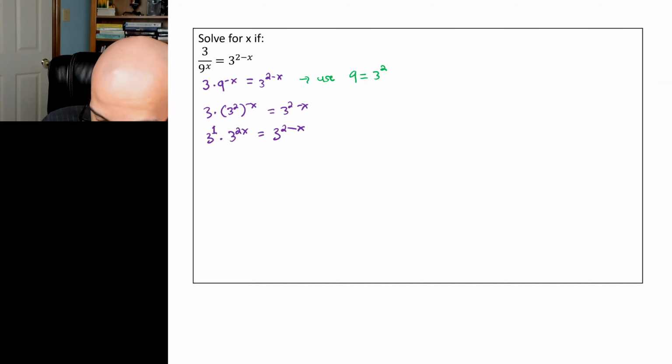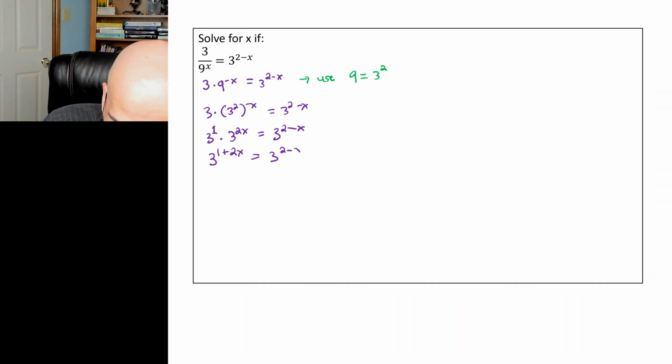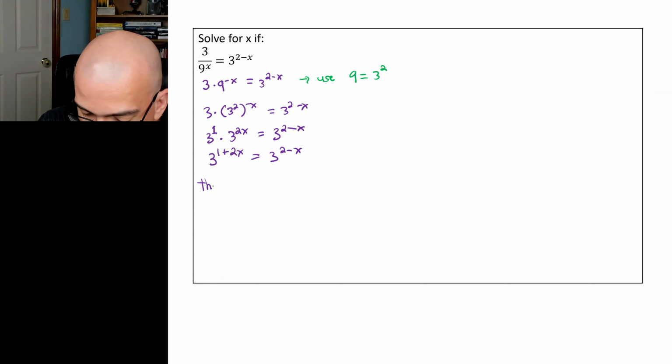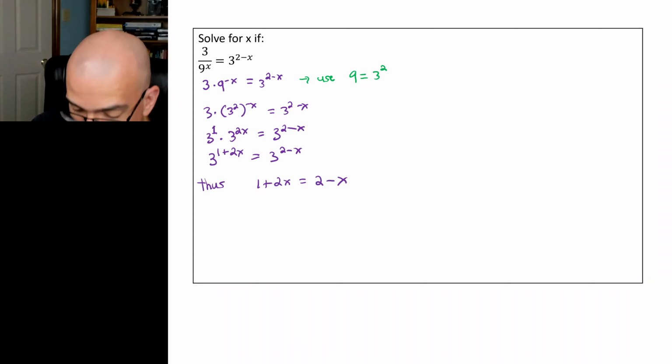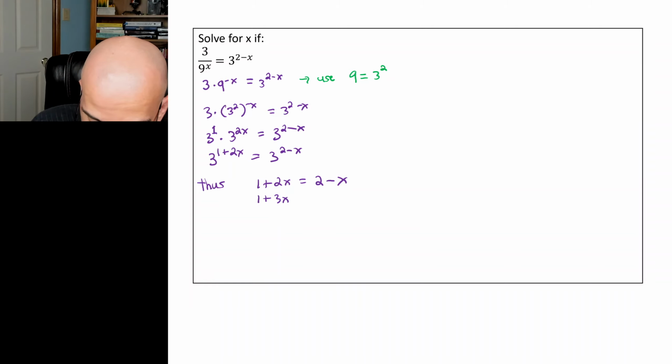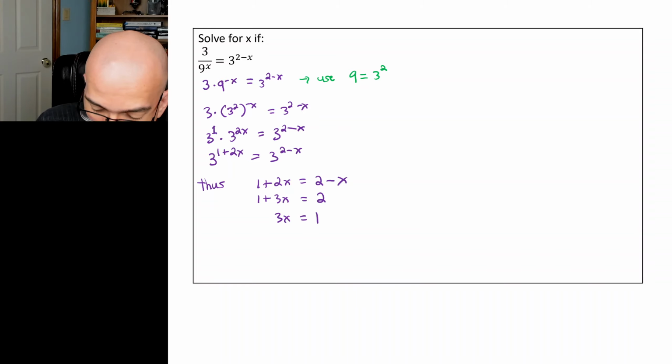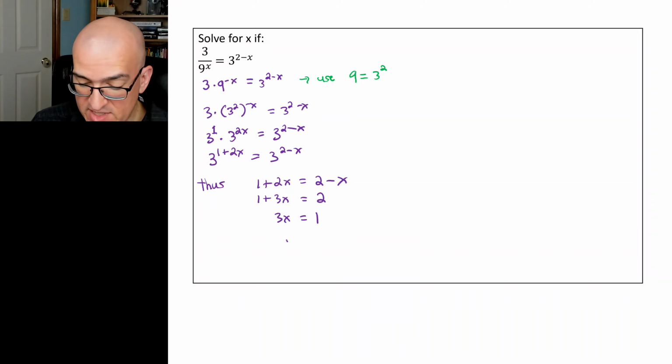And now we're going to use the law of exponents to add those exponents together on the left. 3 to the 1 plus 2x is equal to 3 to the 2 minus x. Now we set the powers equal. Thus, 1 plus 2x is equal to 2 minus x. And we'll do some rearranging. So I'll add x to both sides. So 1 plus 3x is equal to 2, and then I'll subtract 1 from both sides. 3x is equal to 1, and then one more step to divide both sides by 3.